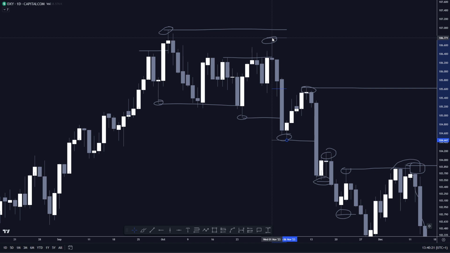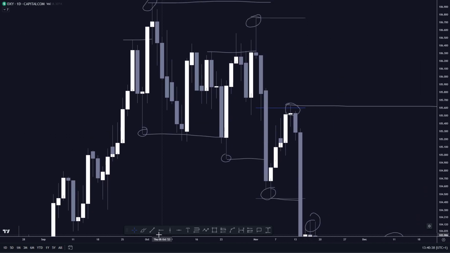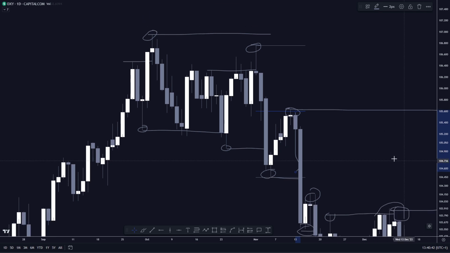As you can see, I just extend that. We get a pullback, and I'll make that more precise. As you can see, ever so slightly, by not even a full pip. Well, it's a daily, so it'll be a pip, but you get the idea, guys. It taps into the premium ever so slightly, and then it just melts to the downside. That's the power of premium discount.